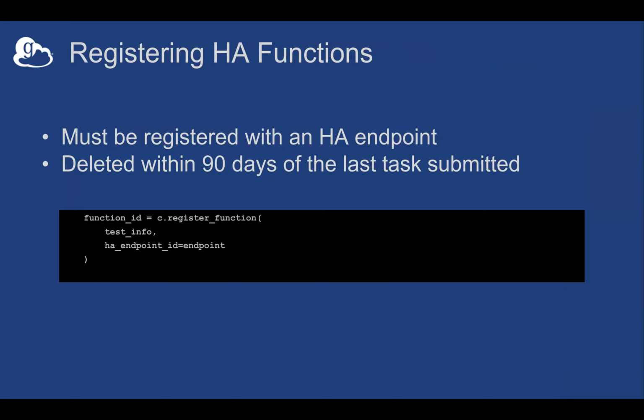When you have an HA endpoint, you can also register HA functions. An HA function is associated with a specific high assurance endpoint. And functions that are registered as high assurance, we will remove from our services entirely so that it can no longer be referenced or utilized after 90 days of no one using it, a garbage collection, if you will. And the point being is, no matter what you include in that function, we will not only handle it responsibly, we'll remove it responsibly. So you can be sure that it's gone after 90 days.